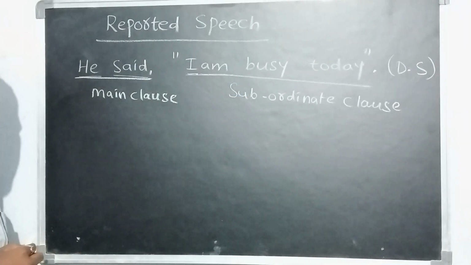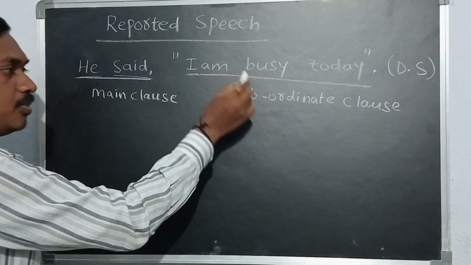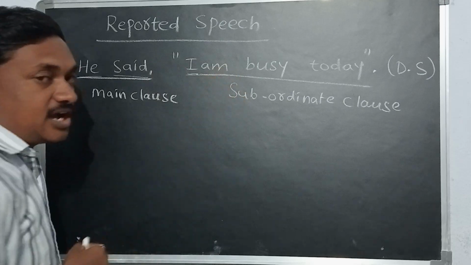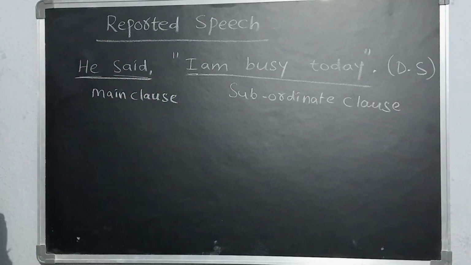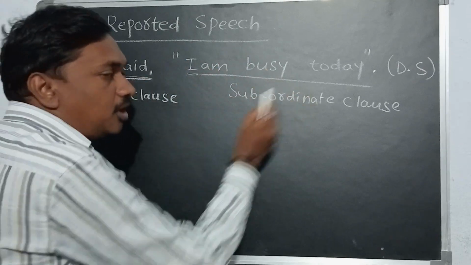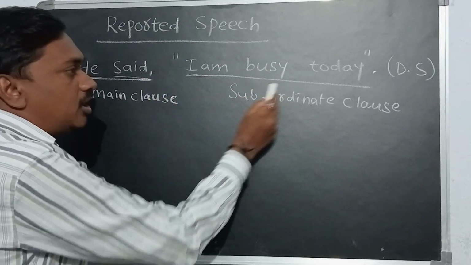The part of the sentence which is in inverted commas is called the subordinate clause. The remaining part is the main clause.